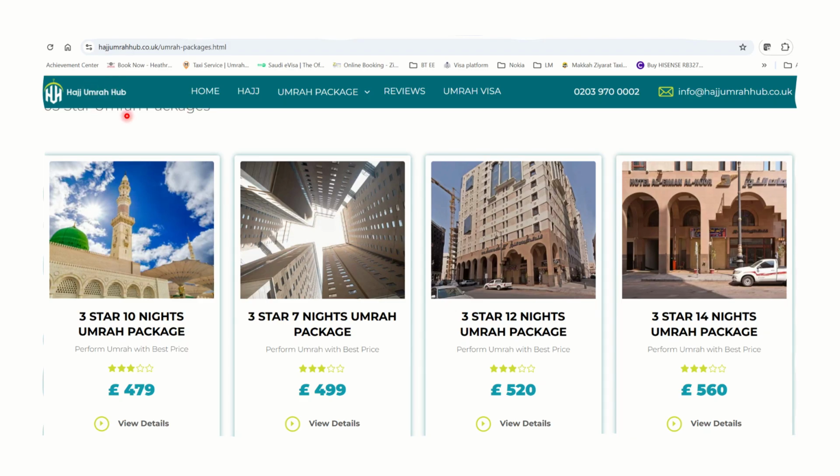So this is another travel agent I looked at. It's giving a 3-star package, 10 nights, 3-star 7 nights. You can see the rates are varying, although from 7 nights to 12 nights it's not a big difference. It's £120, and you're getting so many nights as well. But the thing is, the flight is quite expensive, and that makes a difference. And also which days you're going to be going.